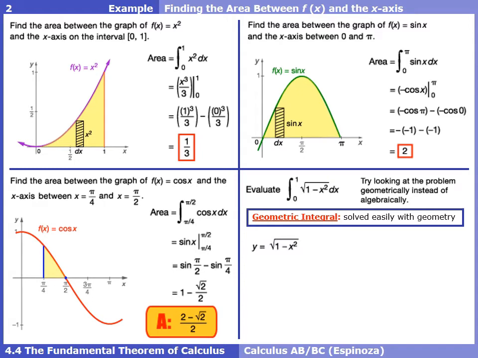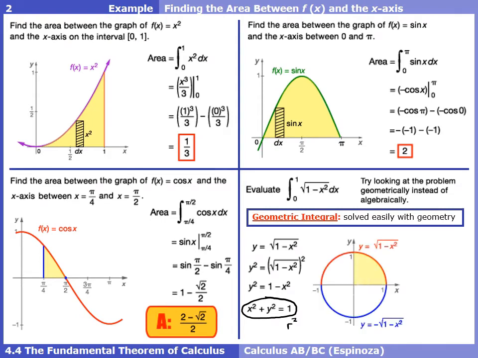And to help you see that this equation here is something that we know the picture of, I'm going to go ahead and set y equal to the square root of 1 minus x squared. And then I'm going to square both sides and then move over that x squared. By doing that, maybe you recognize this as the equation for a circle, where that number at the end, which is r squared, is our radius.